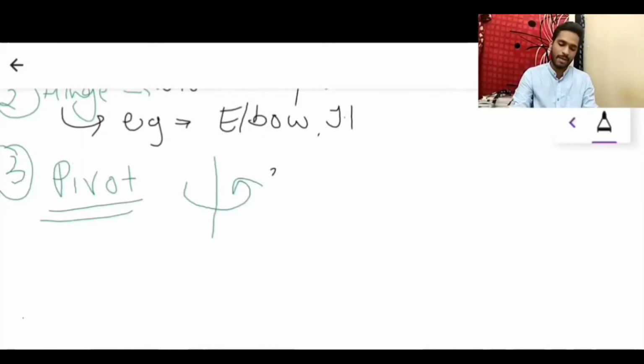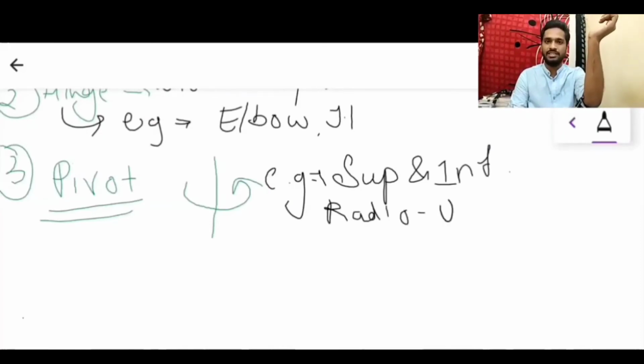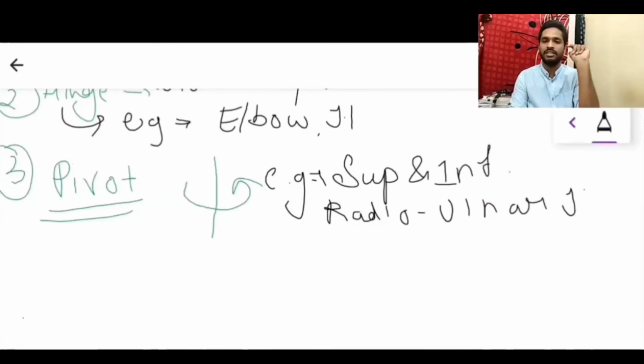So what is the example? The example is the superior and inferior radioulnar joint. In the radius and ulna, the superior one, near the body, that is the proximal, and the distal, that is the inferior radioulnar joint, are examples of pivot joint. The interosseous membrane was the example of syndesmosis, if I'm not wrong. They rotate using each other as an axis. So this was pivot joint.